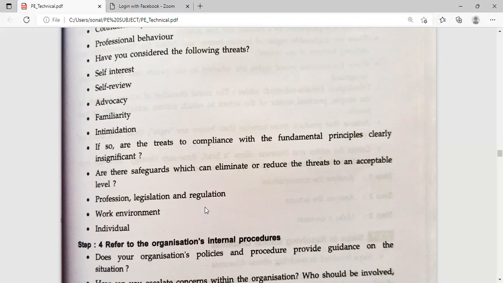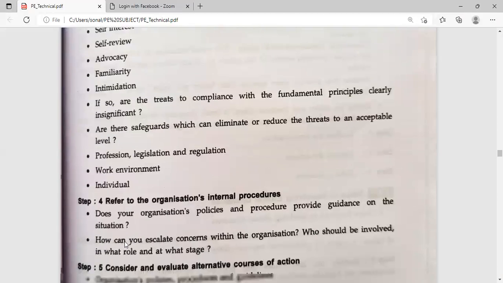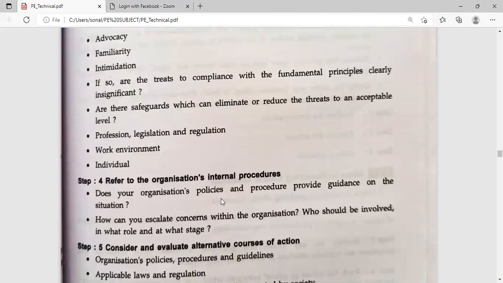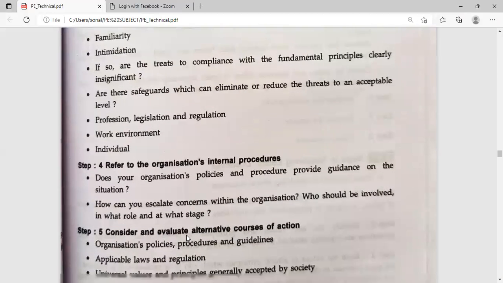Profession, legislation and regulation, work environment, individual. Then step 4 is refer to the organization's internal procedures. Does your organization's policies and procedure provide guidance on the situation? How can you escalate concerns within the organization? Who should be involved, in what role, and at what stage?